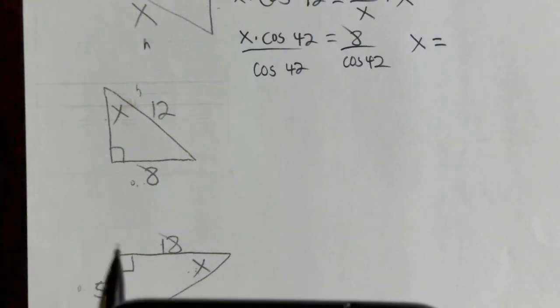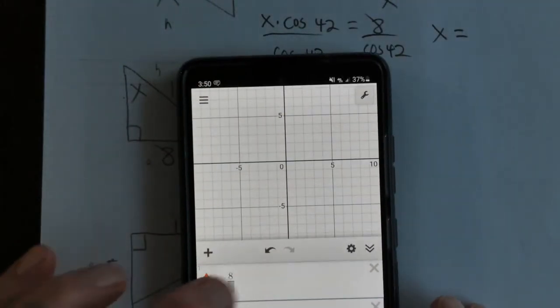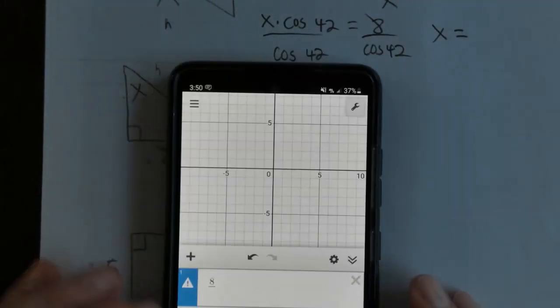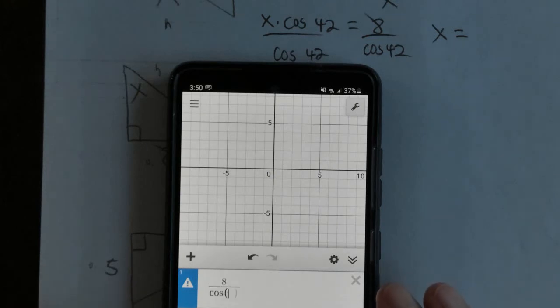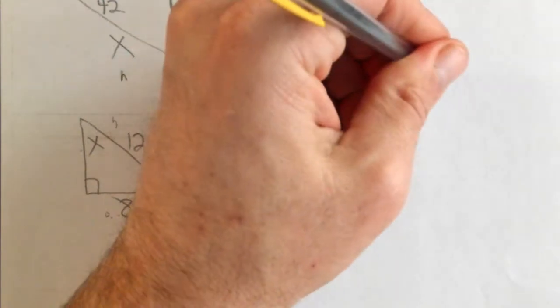And we can run back over here now to the calculator. We'll clear that off. This time I want 8 divided by the cosine of 42. And so we got it, 10.77. That is the length of the side, 10.77.